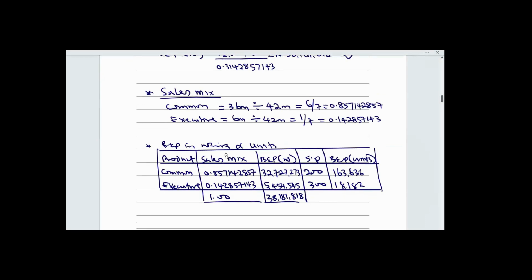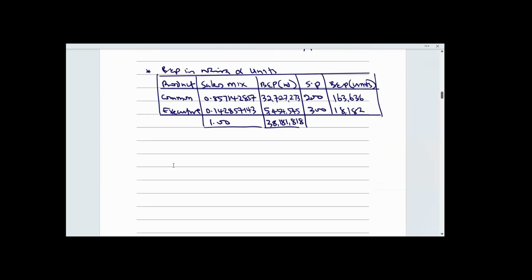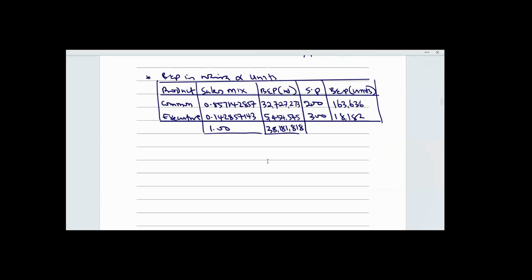The break-even point in Naira for the executive, 5 million for what? Is it 454? Is 54. 5,454,000. Okay, okay, sir. So let's go to the last illustration. Let me stop sharing this.